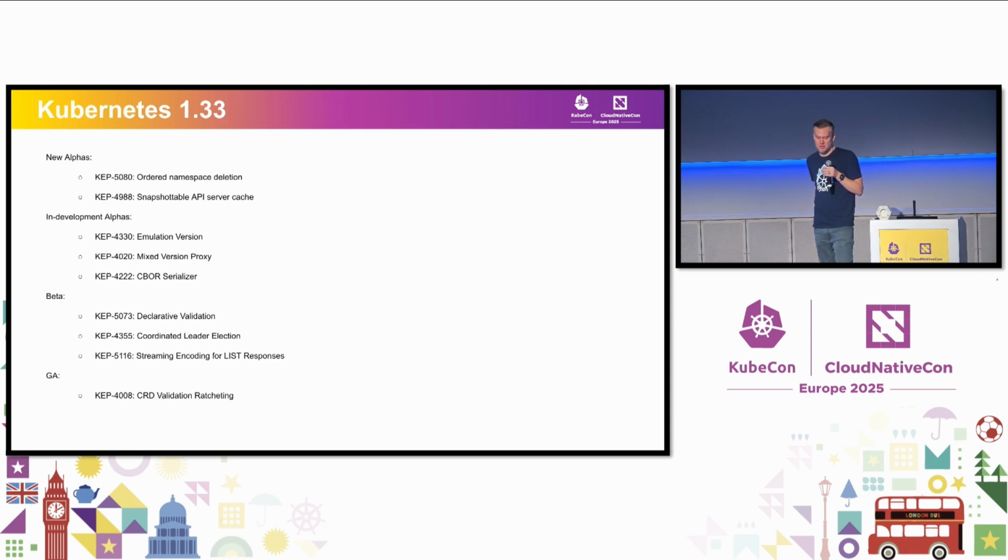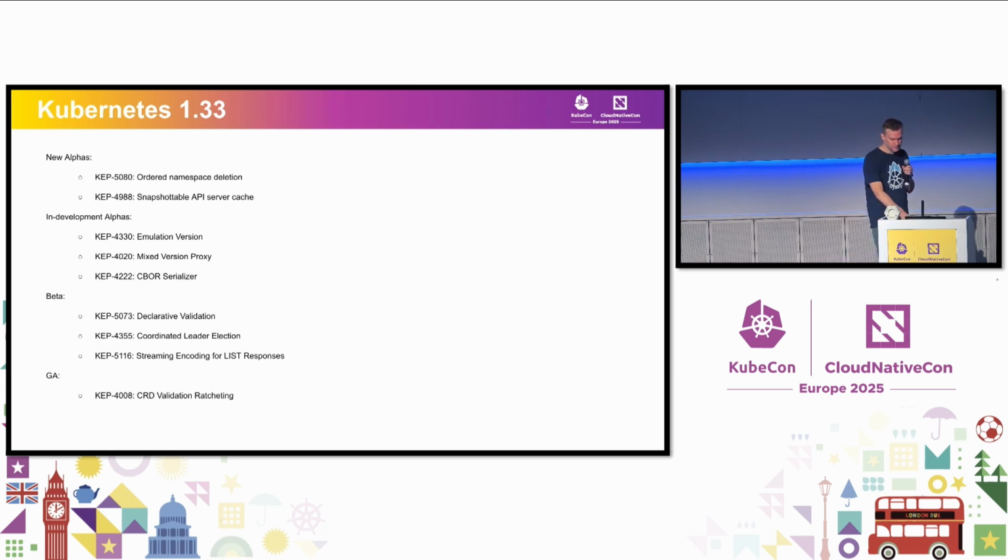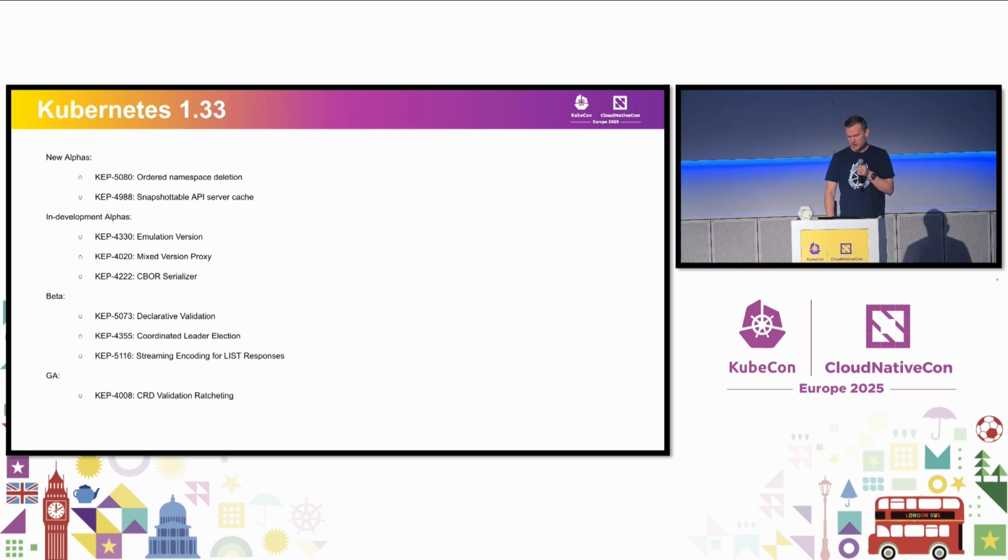They're broken up into things that are progressing or things that have been actively worked on in the last cycle. So there are other KEPs that are open in our SIG, but these are the ones that have had activity in the last cycle. So these are the ones I'm going to spend a couple minutes on each. So I'm just going to go through these in order, starting with the alphas.